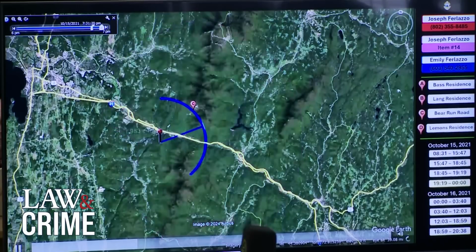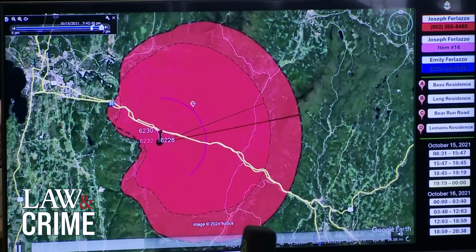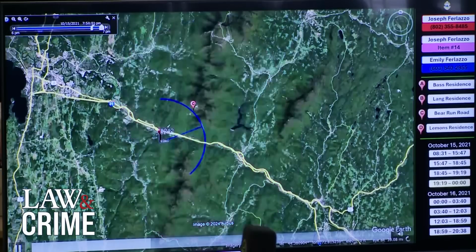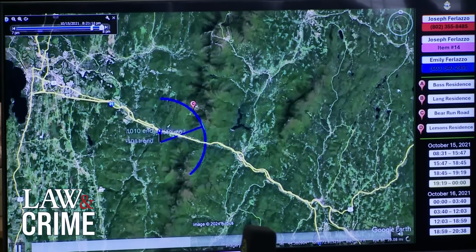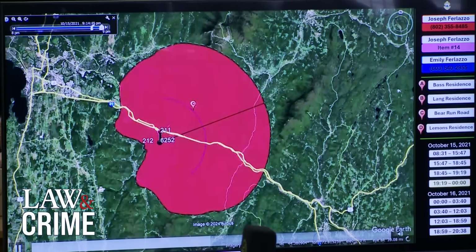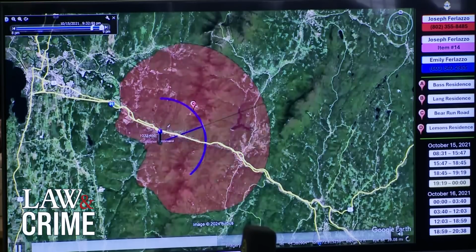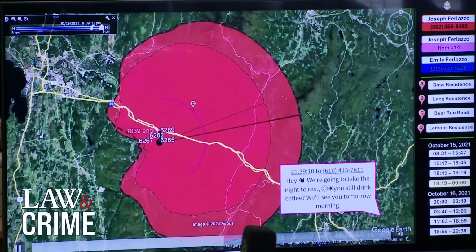So they kind of kept showing the same cell site usage throughout the evening. Again, I'm looking for those patterns, and I'm showing that devices are just not moving around. At 2013 was when Emily's Facebook account had her last message, and so her distance to tower at that time was consistent with that Bear Run Road area. They're not moving around. The cell site usage just kept going on the same and same.